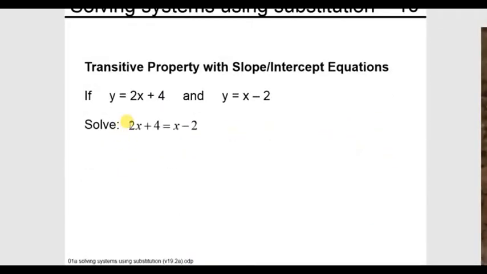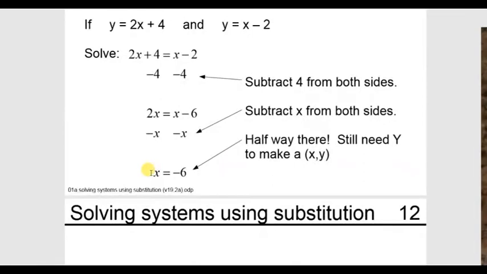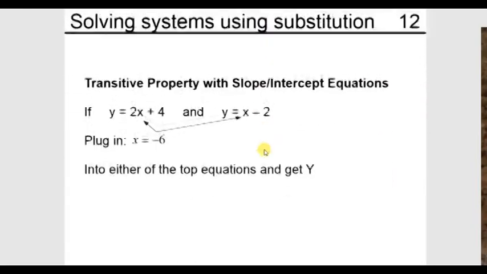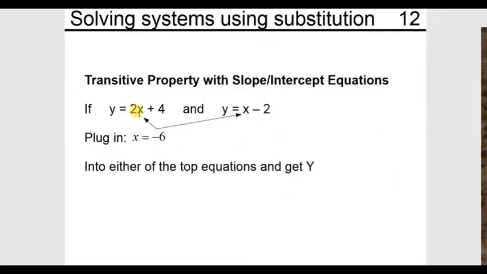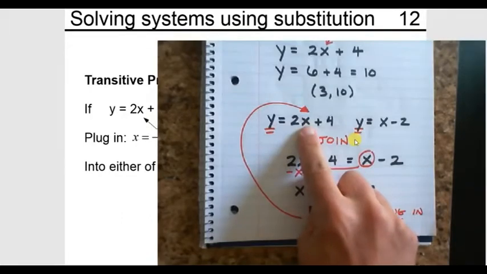So I plug it in. I set y equal to y, so I turn it into one equation. I solve it. So right there, I'm solving it. I got x equals -6. And now I plug it in. I can either put it here for x or there. So I chose to put it in right there for x, but I could have put it over there.